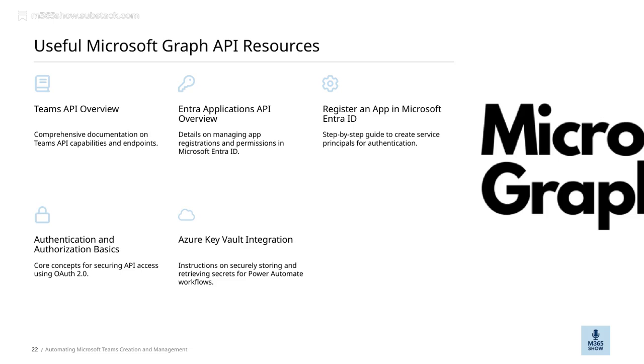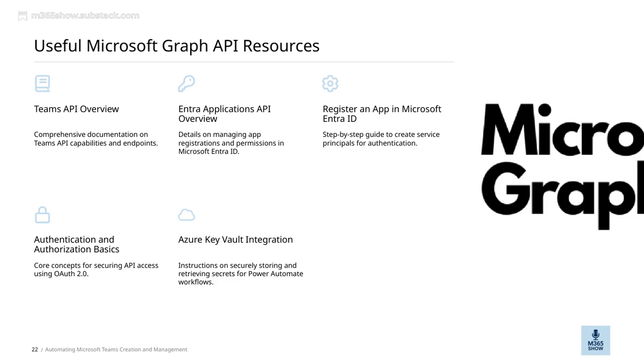Next, understanding how to secure API access is fundamental, and OAuth 2 is the core standard here. It provides a reliable way to authenticate and authorize applications, ensuring only the right entities can access your data. To implement this, you'll need to create service principals, which act as identities for your applications.